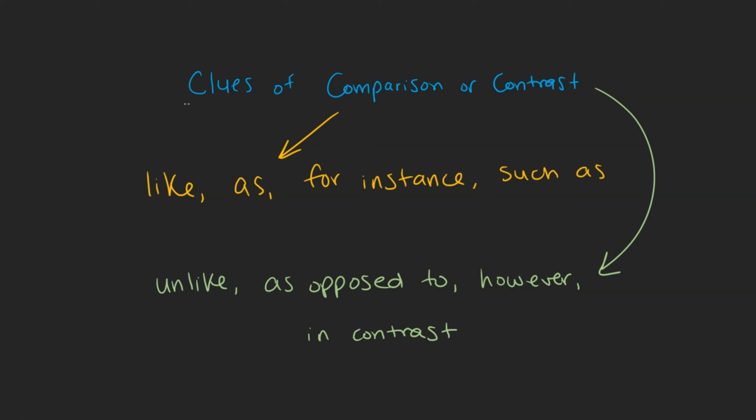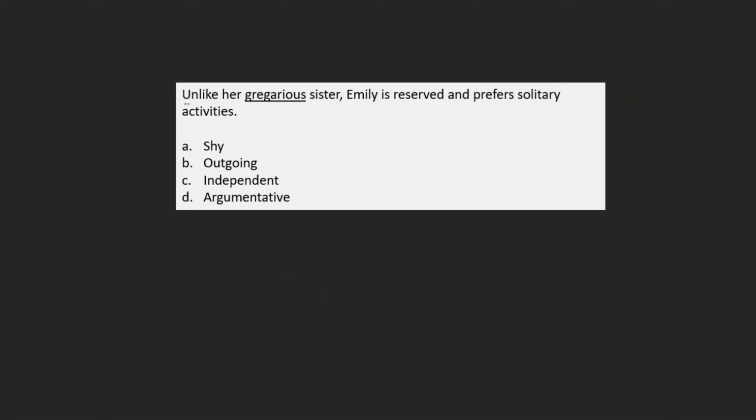Let's take a look at some concrete examples. Unlike her gregarious sister, Emily is reserved and prefers solitary activities. Does gregarious mean shy, outgoing, independent, or argumentative? Looking at our sentence, we can see from the signal word unlike that Emily and her sister are not alike. Therefore, however the sentence describes Emily, her sister will be the opposite. In this case, Emily is described as reserved and preferring solitary activities.